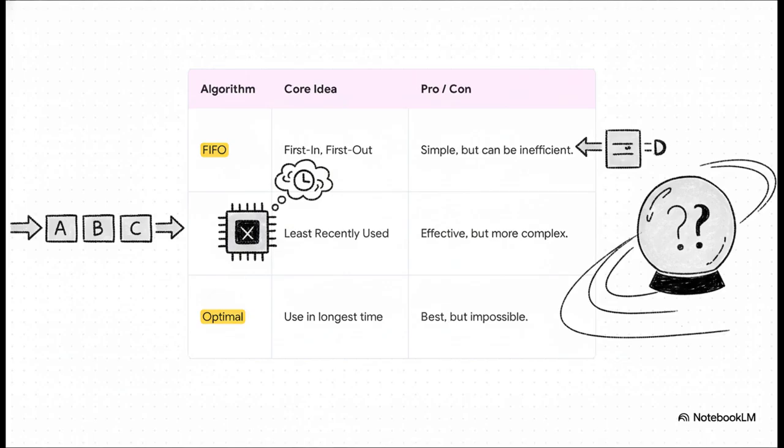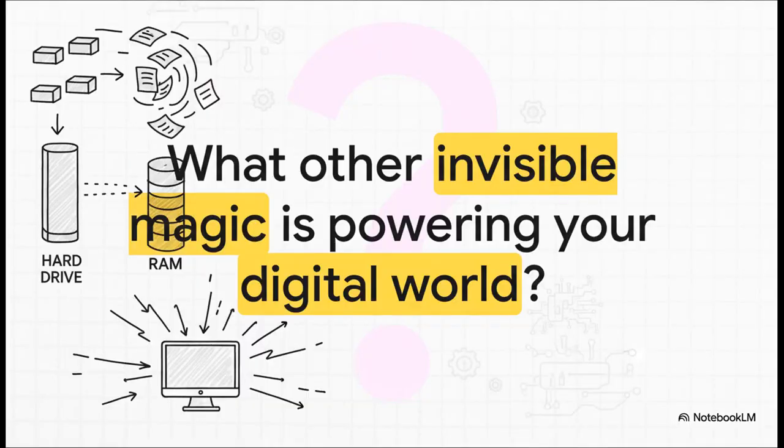And then there's the optimal algorithm. This is the perfect strategy. It would replace the page that won't be used for the longest time in the future. The only tiny problem? It requires a crystal ball. It means predicting the future, which, as far as I know, computers can't do. Yet.